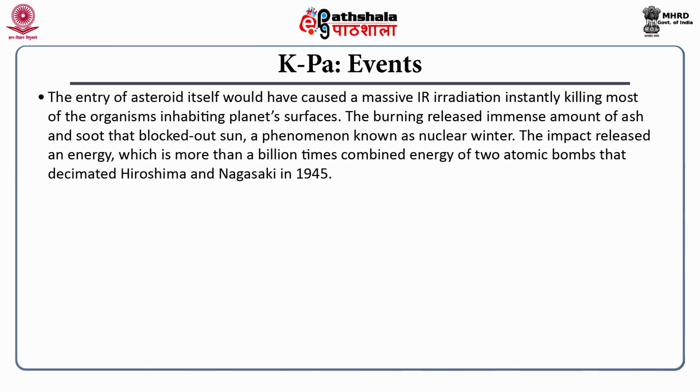It might have triggered a series of events. The first one is that when this asteroid hit, it might have caused massive infrared irradiation, instantly killing most of the surface dwelling organisms on planet Earth. The burning released an immense amount of ash and soot that blocked out the sun, a phenomenon known as nuclear winter. Sun rays cannot come in because of the ash layers; a layer of ash prevents the incoming of the sun rays.